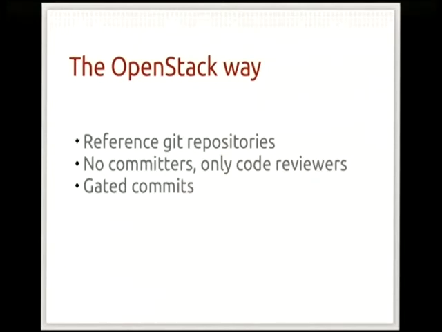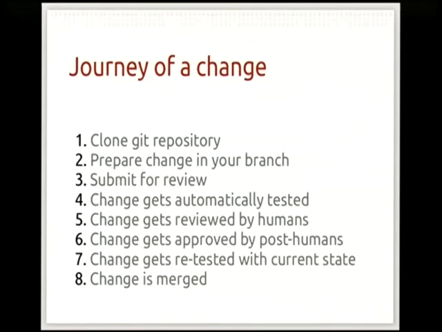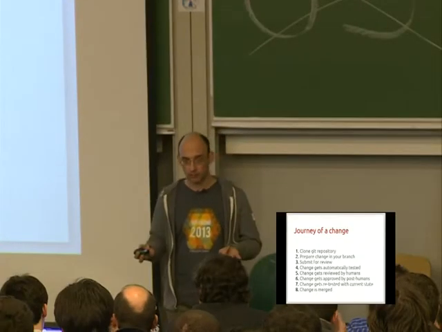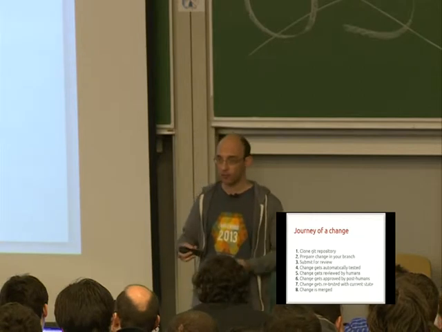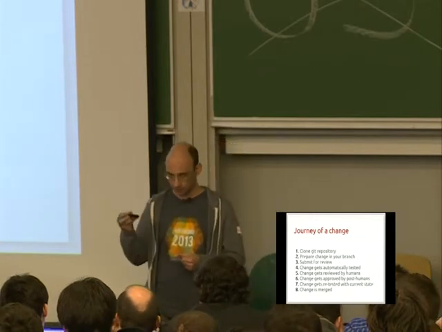So that's how we do things. This is how we commit a change. You would clone the Git repository, prepare the change in your branch, and submit it for review. At that point, the change gets automatically tested, so you have a first automated feedback from our automated testing systems.